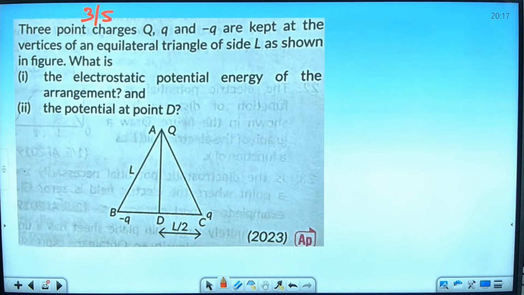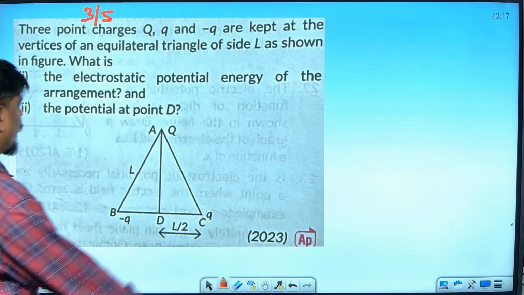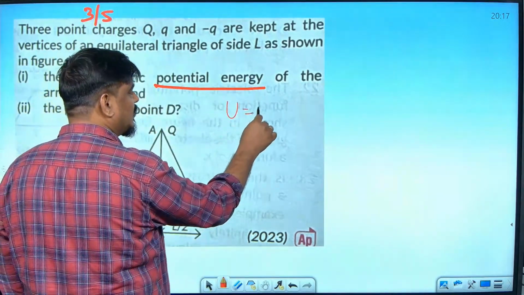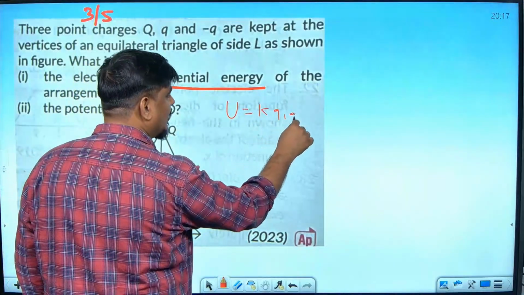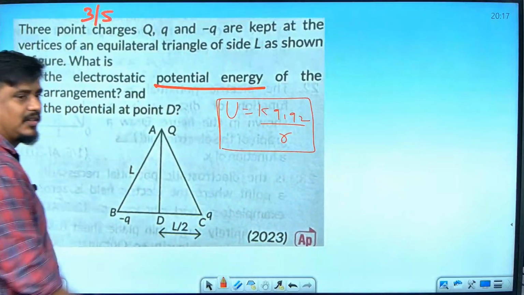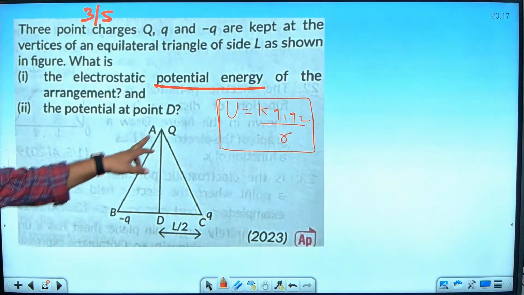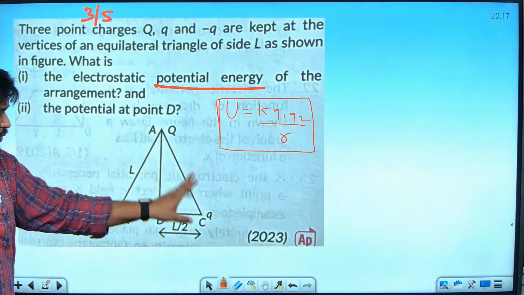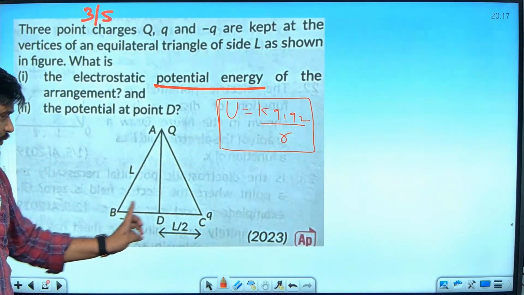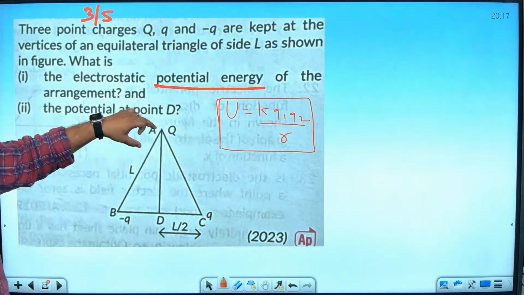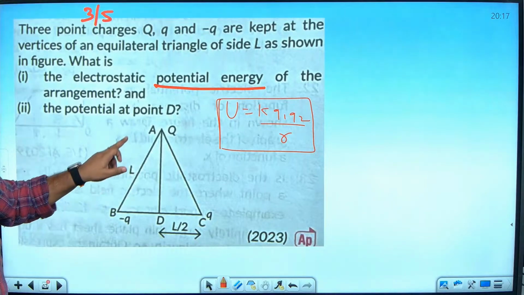Actually, I have not talked about electric potential energy till now, right? I told you when I was deriving it. Electrostatic potential energy formula is what? U is equal to K Q1 Q2 by R. Now here Q1 and Q2 and this is 1 R, then K Q Q by this R and K Q Q by this R.